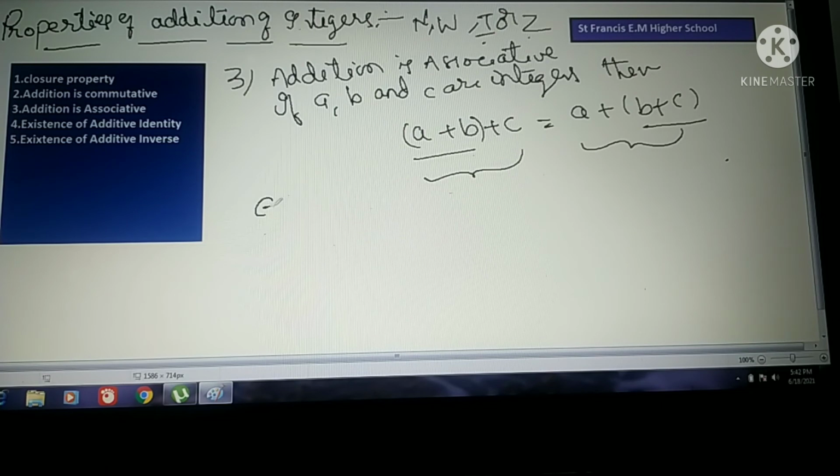See with one example here. I will take 5, 3, 2. Okay, so 3 integers I have taken here. First, I will add 5 plus 3, and with this result, I will add plus 2, c. As a, b, c, I have taken a, b, c as 5, 3, 2. So, first one is completed.